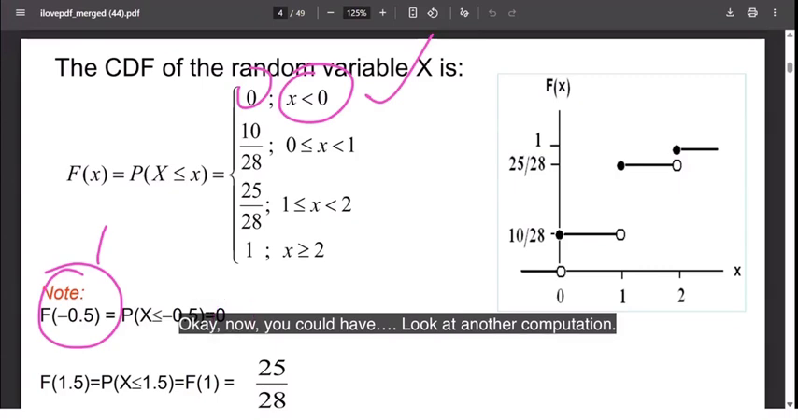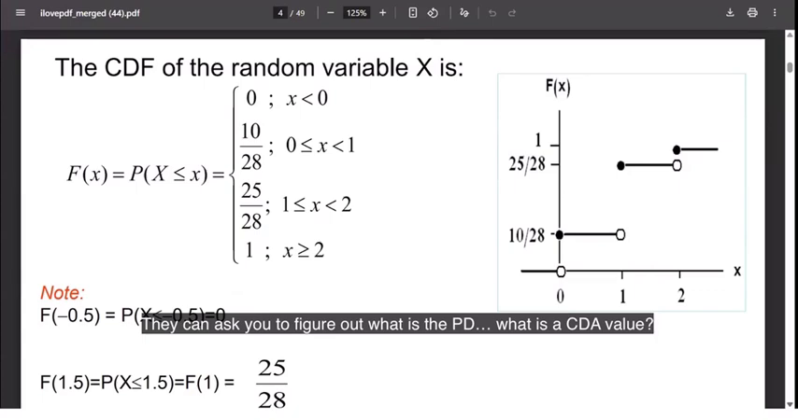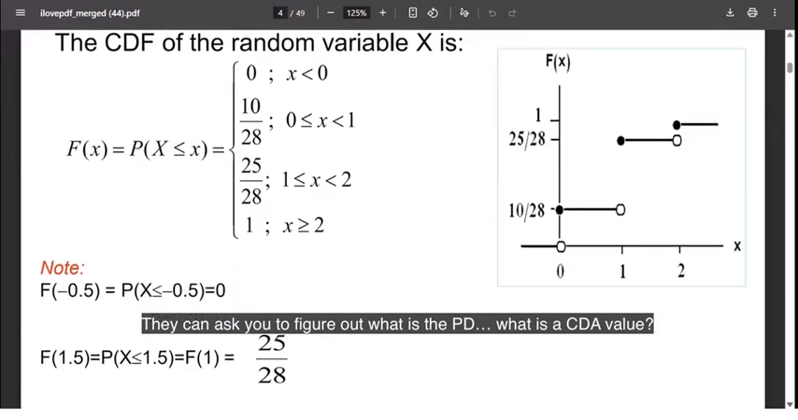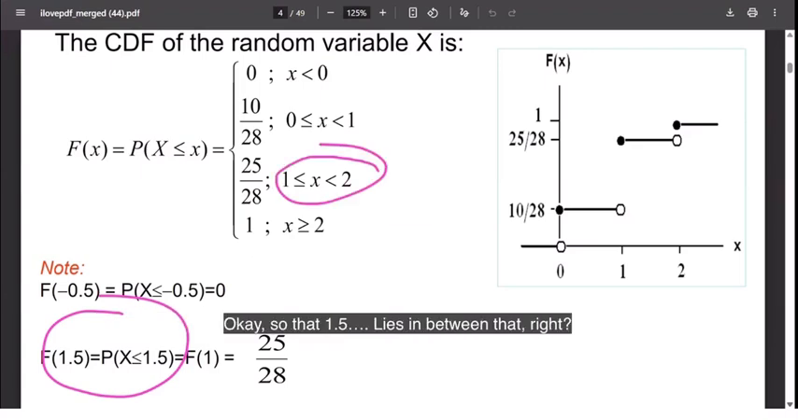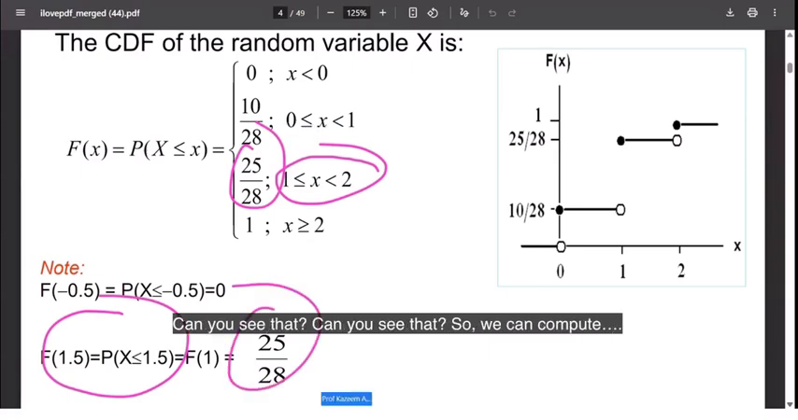Now you could look at another computation. They can ask you to figure out what is the CDF value when X is 1.5. It's going to lie here. So that 1.5 lies in between that, right? My answer is going to be 25 over 28. Can you see that? So we can compute probability with CDF.